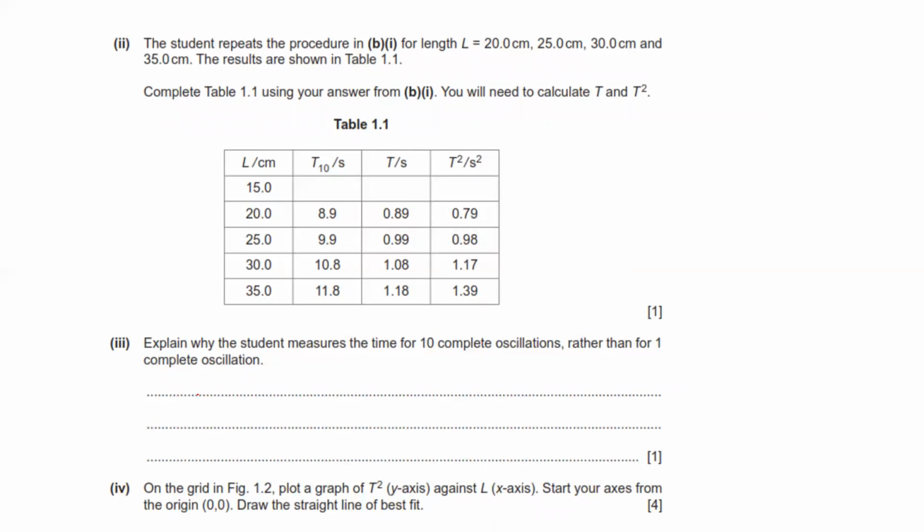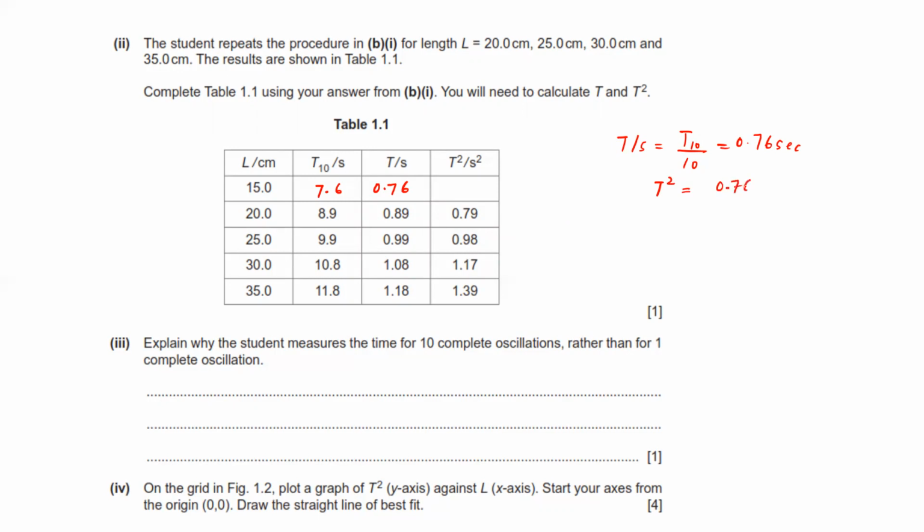So it says complete the table using the answer from B1. You need to calculate T and T square. So we have the T10 value as 7.6. T in seconds is T10 divided by 10. This is 0.76 seconds. So this becomes 0.76 seconds again, and T square, just use the square values.